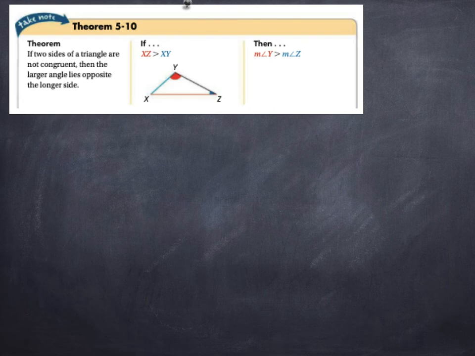Now let's have the second theorem. Theorem 5-10, which states that if two sides of a triangle are not congruent, then the larger angle lies opposite to the longer side. In this case, since XZ is greater than XY, we can say that the angle opposite to side XZ is greater than the angle that lies opposite to side XY. Therefore, we can say that the measure of angle Y is greater than the measure of angle Z.